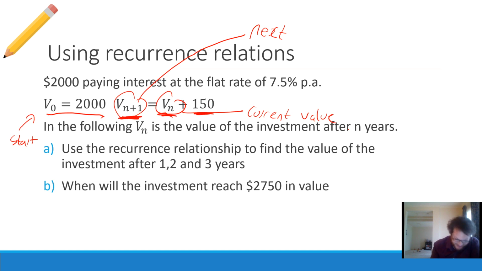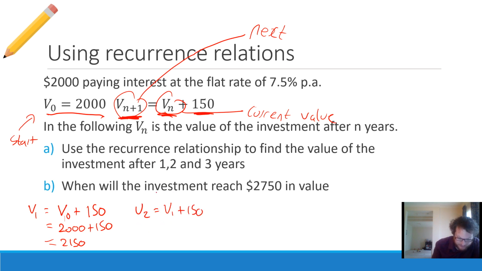So the example that we had down here, using recursion relationships after 1, 2, and 3 years, let's just do this working out down the bottom. For V1, that's going to be V0 plus 150. V0, we know, is 2,000. 2,000 plus 150 is 2,150. Great, beautiful. Just for one more, V2 is V1 plus 150. How do I know this? Because if I look back up here, if n is 1, then Vn plus 1 is going to be V2. So I just add 150.